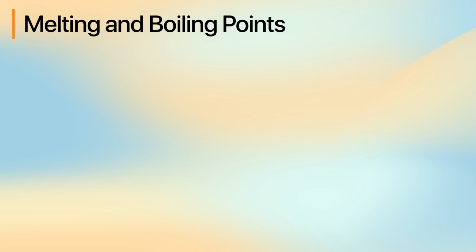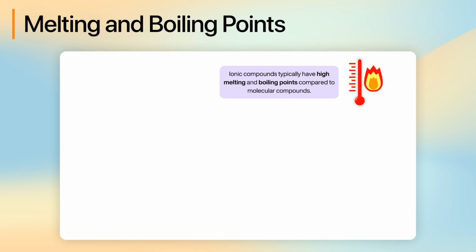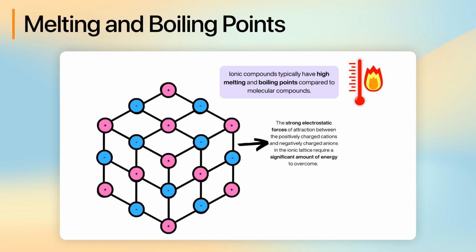Let us start by discussing the melting and boiling points of ionic compounds. Ionic compounds typically have high melting and boiling points compared to molecular compounds. This is because the strong electrostatic forces of attraction between the positively charged cations and negatively charged anions in the ionic lattice require a significant amount of energy to overcome. Picture a lattice as a 3D grid where each ion is surrounded by ions of the opposite charge. This strong bonding keeps the ions in place, and thus a high temperature is necessary to break these bonds, resulting in high melting and boiling points.